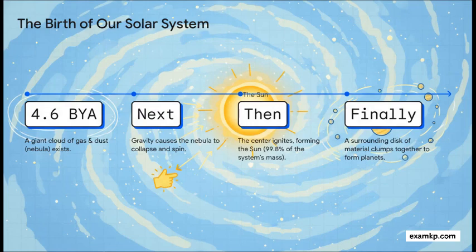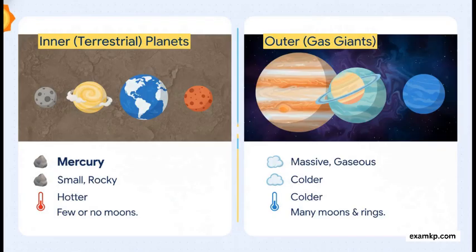Now, these 8 planets are split into 2 main groups. First, you have the inner or terrestrial planets. The word terrestrial just means Earth-like, so think of them as the small rocky ones: Mercury, Venus, Earth, and Mars. Then, way out in the cold, you have the outer planets, also known as the gas giants: Jupiter, Saturn, Uranus, and Neptune. These guys are massive, made mostly of gas, and are way colder because they're so far from the sun's heat.